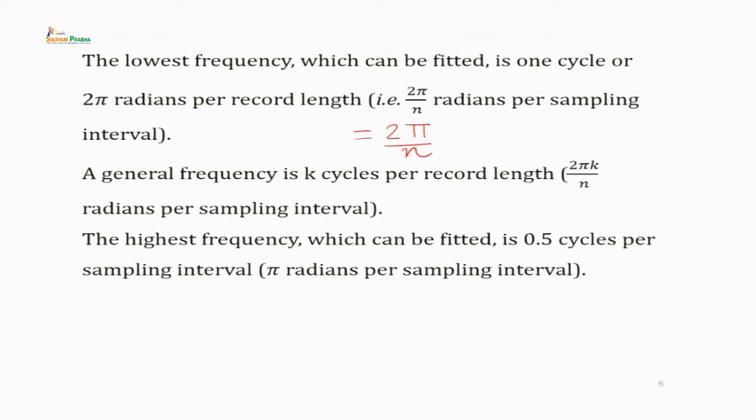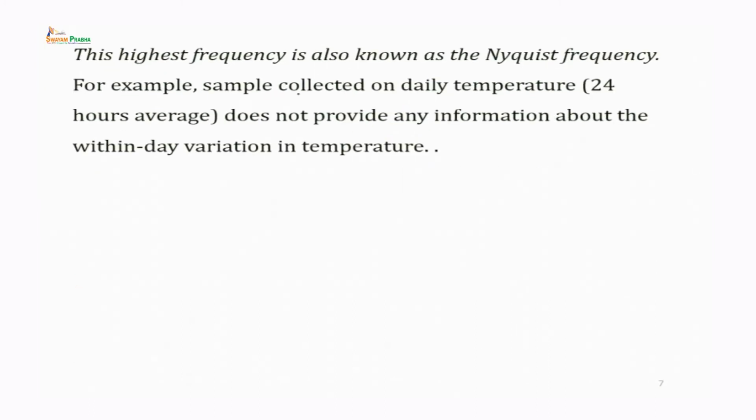Just to explain this last point connected with the highest frequency, for example, suppose a sample is collected on daily temperature, meaning a 24 hour interval, maybe it is daily maximum temperature, daily minimum temperature or daily average temperature, or you may be collecting a sample at a particular point of time, say temperature at 8 a.m. Then the time series does not provide any information about the within day variation in temperature.